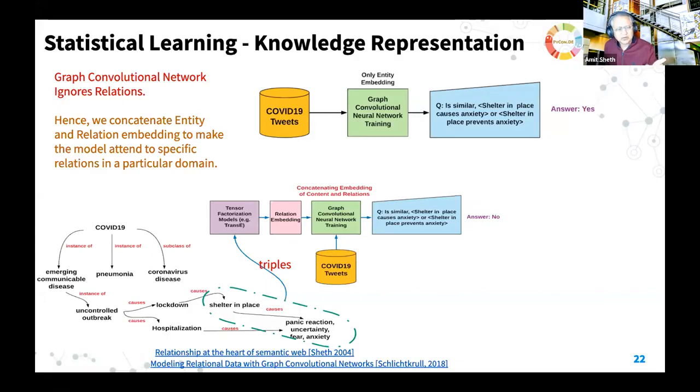You see on the bottom left there is a knowledge graph, and there is a piece of knowledge saying shelter in place causes panic reaction, uncertainty, fear, anxiety. When such knowledge is incorporated into the system, now you can answer the question: are these two concepts, shelter in place causes anxiety versus shelter in place prevents anxiety, similar? The answer is no. So this is another example where combining symbolic knowledge with statistical learning helps to solve a problem that otherwise cannot be solved.